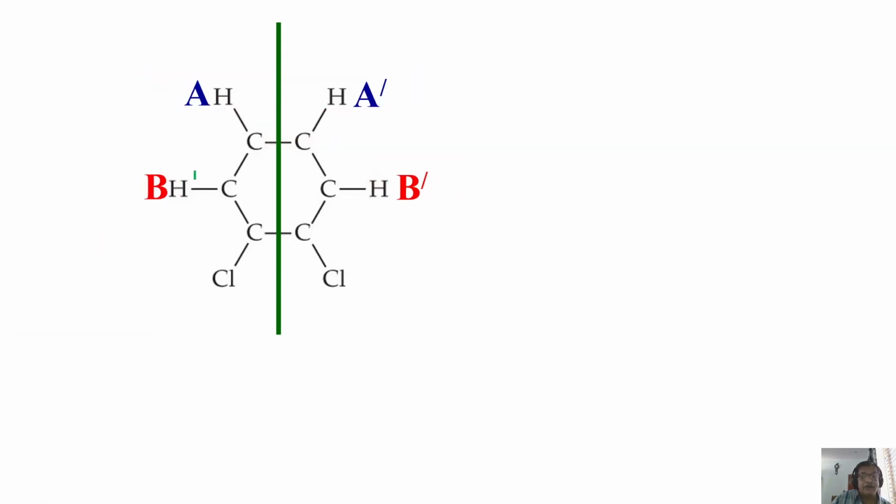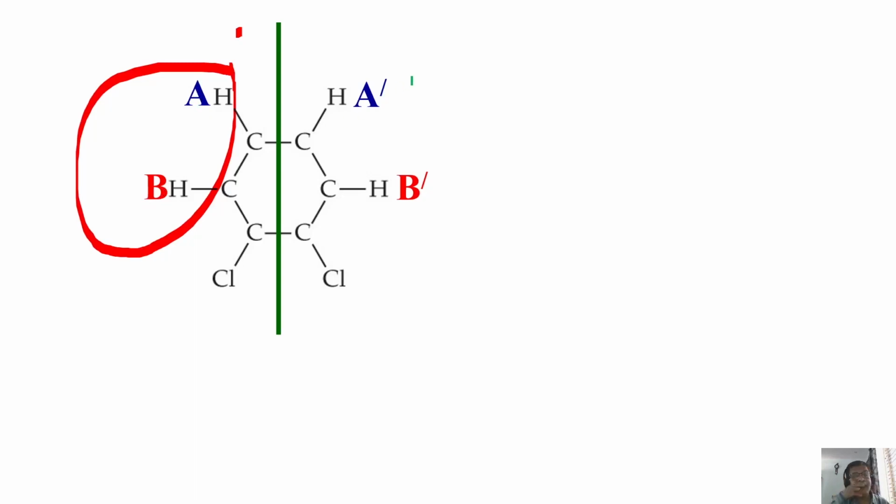Remember, these two are strongly coupled, chemically equivalent. These two are strongly coupled, chemically equivalent. So you write the notation like this: A, A prime, here B, B prime. But these two are strongly coupled, but not chemically equivalent, so you write a different letter, A and B. This is how you write Pople notation for strongly coupled, chemically equivalent spins. I suppose you are catching my point.